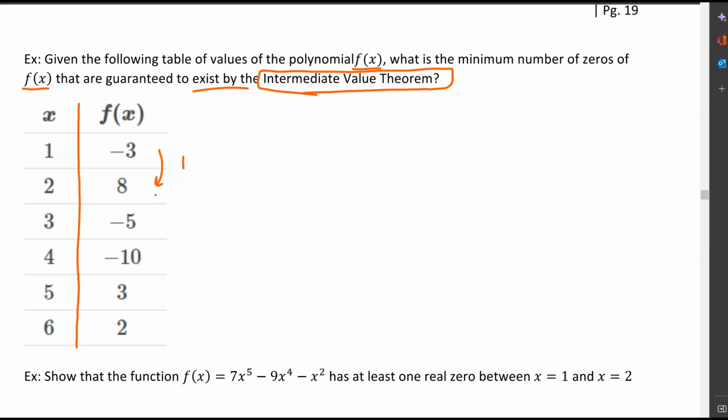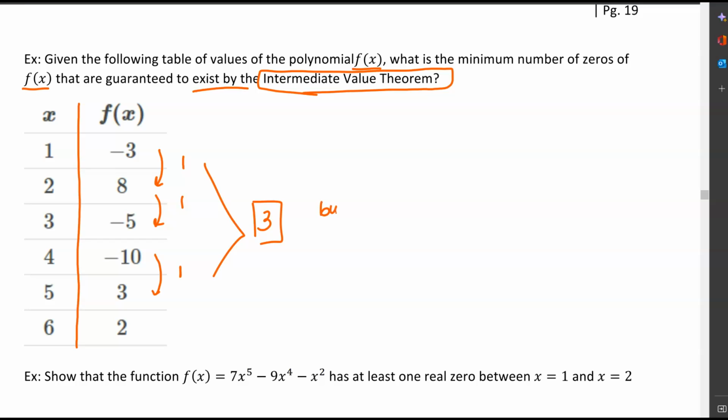Then I'm going from a positive to a negative. That's another time. Here I go from a negative to a negative, so that's okay. But then over here, I'm going from a negative to a positive again, and so that's another one. Okay? So in total, that's 1, 2, 3. So the intermediate value theorem is telling me that there is guaranteed a minimum of 3 zeros. Okay? So let's write that down.